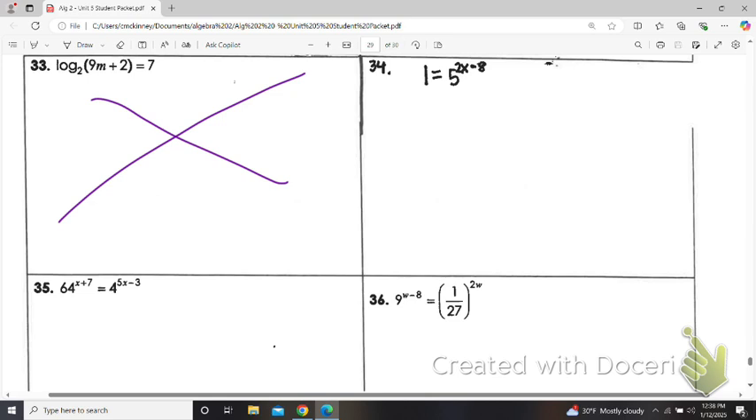So for number 34, you need to ask yourself first, are the bases the same? And no, they're not, because one base is a 1 and one is a 5. But could 1 be a power of 5? Well, 1 is very flexible. It can be a power of anything. So 1 is a power of 5. It's 5 to the 0 power.